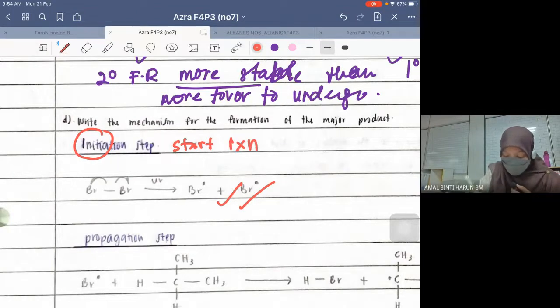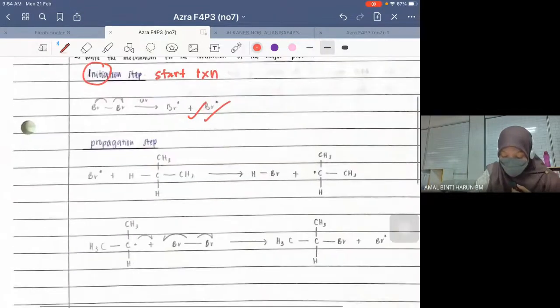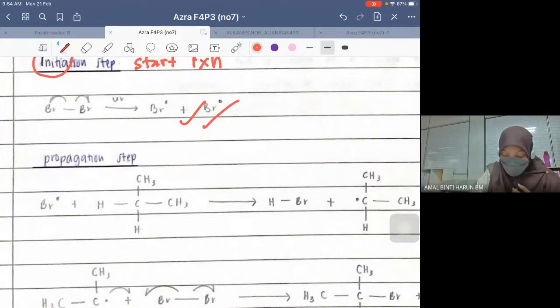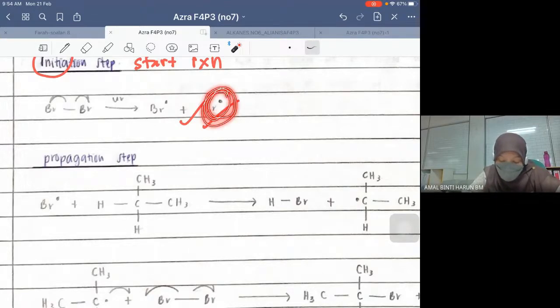Start reaction. Okay, once bromine free radical dah dihasilkan, tahu tak free radical tu, you ingat free radical ni jahat. Sebab tu kita kena pakai sunblock. Sebab UV tu akan menghasilkan free radical yang akan penetrate kulit kita tu. Okay, so nanti akan ada pigmentation dekat kulit kita. So Br free radical ni, you ingat dia jahat ya. Okay, so since dia jahat, dia buat apa? Dia pergi attack yang neutral kat sini.